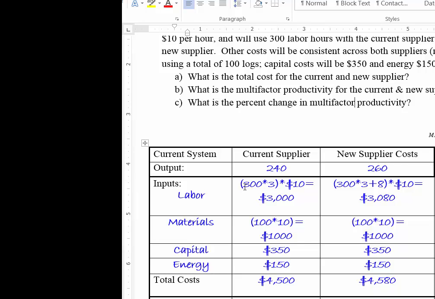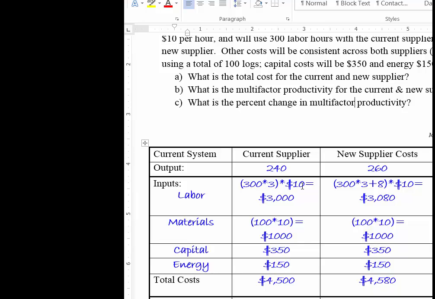So we know how many hours of labor we need, which is going to be 300 times, we're going to multiply that times 10 to switch it over to dollars, because of course we need dollars, not hours. And over here on the new supplier, we're going to have 300 plus the additional 8 labor hours, and then we're going to multiply that times 10. So we're going to have $3,000 for labor with the current supplier and $3,080 with the new supplier.